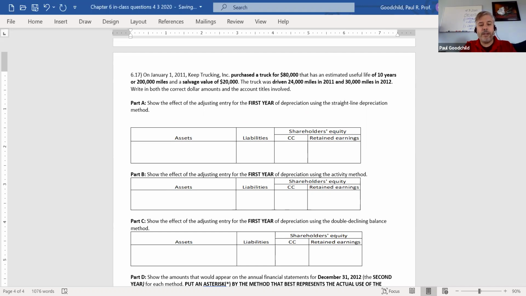Let's take a look at the first part. We want straight line depreciation for the first one. So we have 80,000 minus 20,000 salvage value, divided by the useful life, which is 10 years. So our depreciation is going to be 60,000 divided by 10, or 6,000 per year. And under straight line, how we would record it is, it'll take a minute because this is an embedded Excel file.